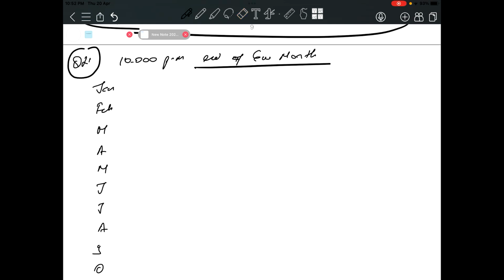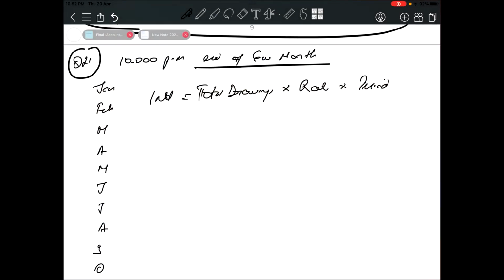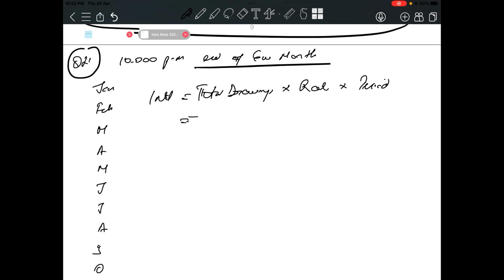The amount withdrawn is given. Now you have to calculate interest. How will you calculate interest? Total drawings into rate into period. Total drawings is 10,000 per month, and you have withdrawn it 12 times, every month. The rate is 8% divided by 100, into period. Now we'll have to calculate the period.